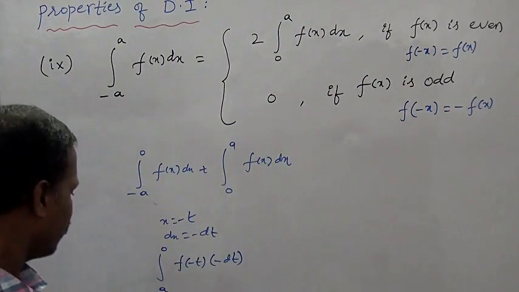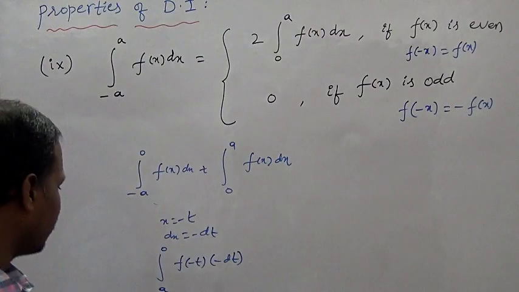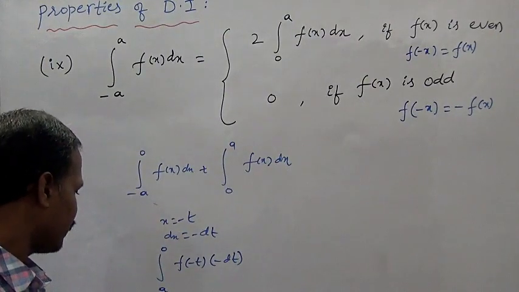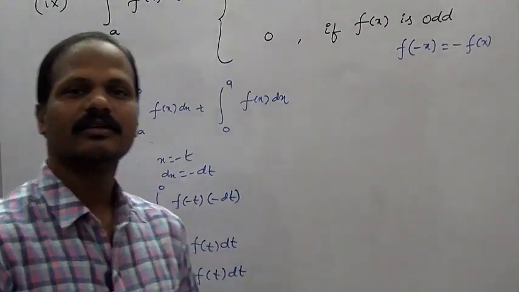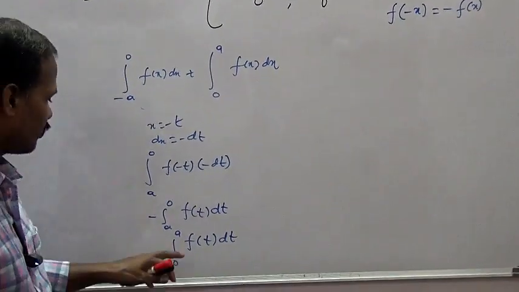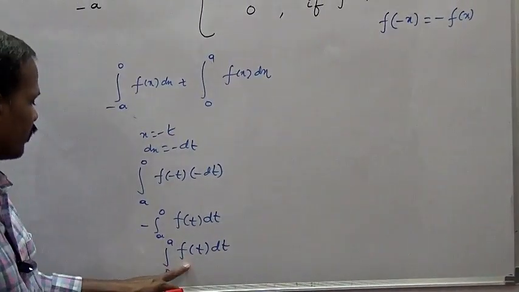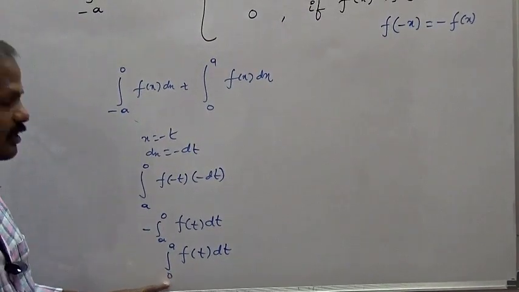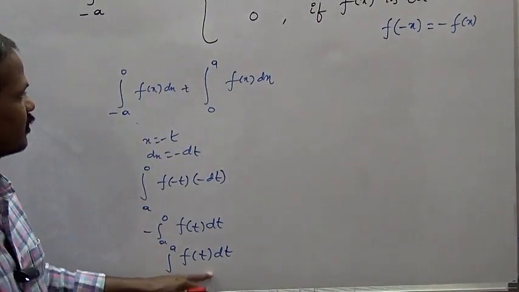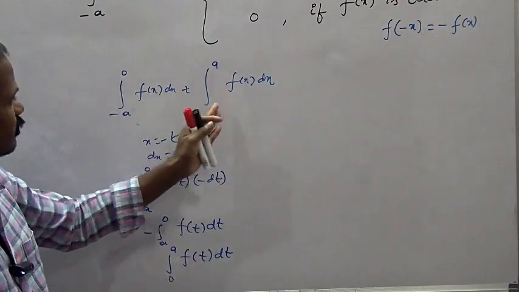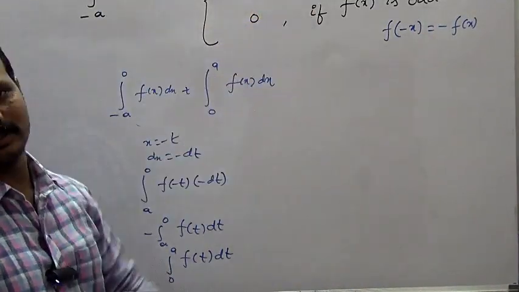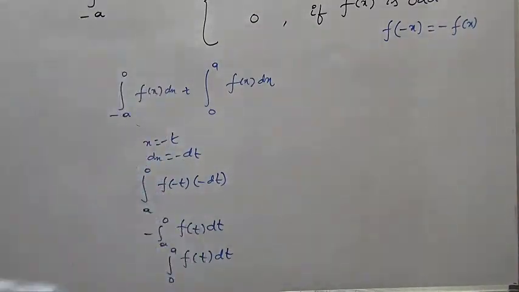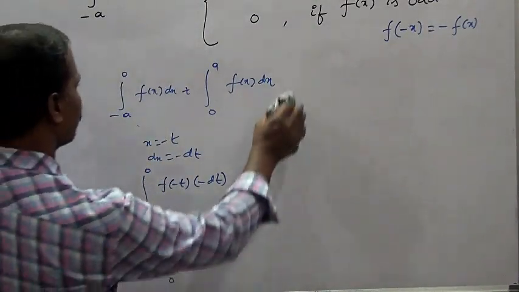But we already discussed the property that definite integration is independent of the variable. So this can be written as integral 0 to a f of x dx. So that equals 2 into integral 0 to a f of x dx. Fine. Of course, we have no need of this proof.